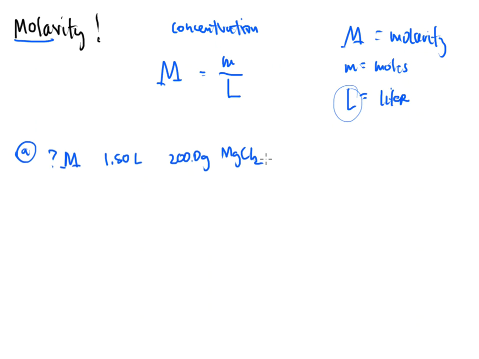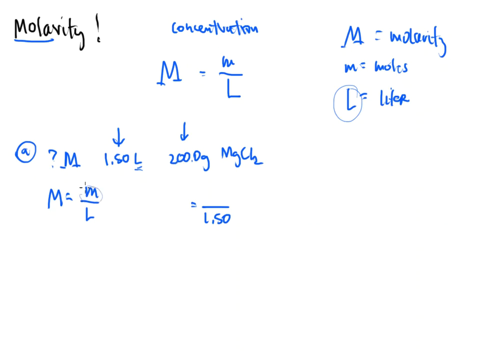How do we calculate molarity? Always start with the equation, right? What is the molarity? Well, molarity is equal to moles per liter. And this number represents liter, right? So in this equation, 1.50 is going to go on the bottom. Now, this 200 number, where does that go?